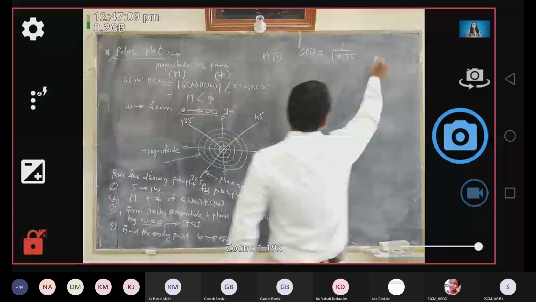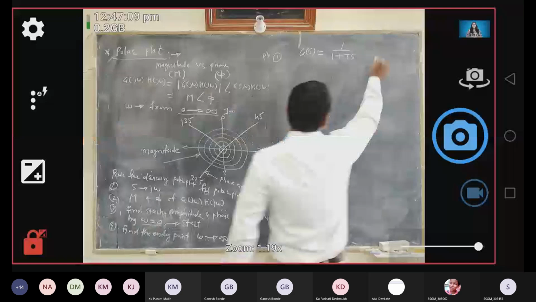It could be 90 degree. Okay, so these are the starting and ending points. Then for the intermediate omega value, you can consider any value. Say I can consider 1, 5, 6, 10, like this. So randomly you can choose the value and complete this table.